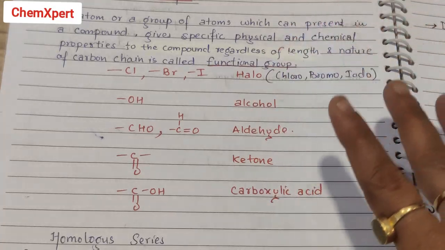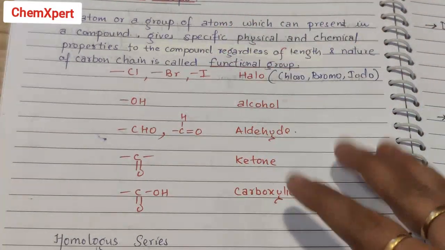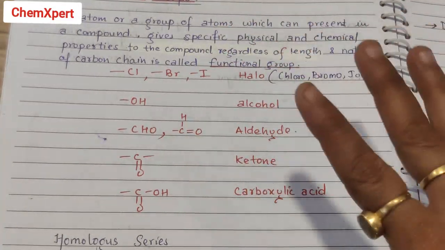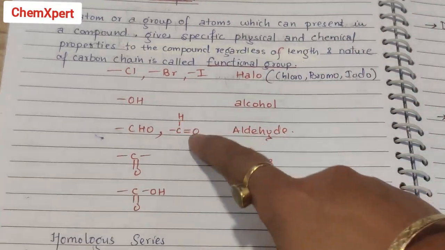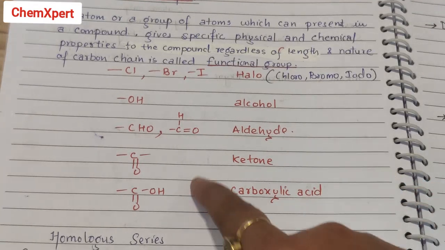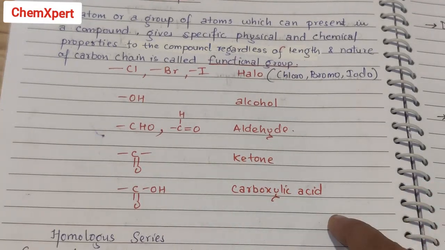So a 1-mark question is framed where a formula is given to you, and there you have to just identify the functional group. So if OH is present, then it is alcohol. If CHO is present, it is aldehyde. If COOH is present, it is a carboxylic acid.